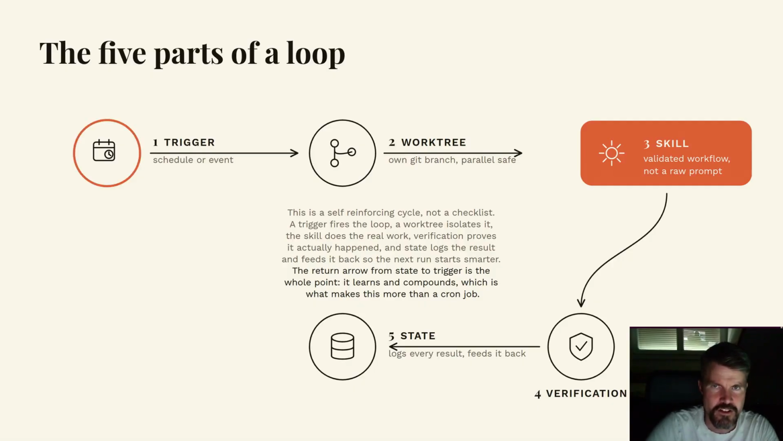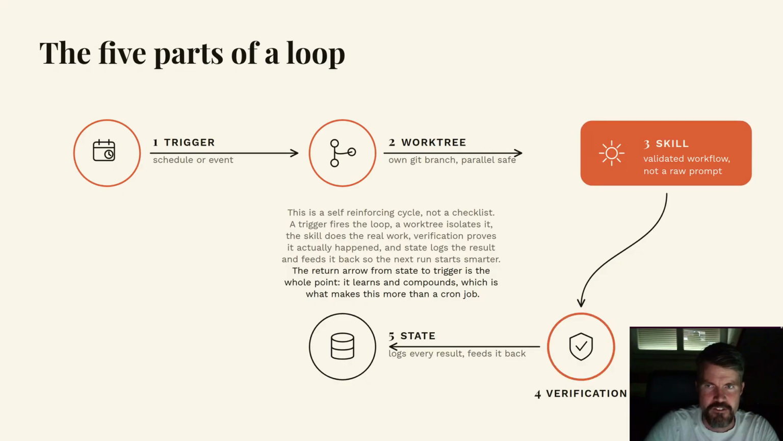So you've got the trigger, which is a schedule or event. You've got the work tree in its own Git branch, making sure that everything is safe and can work in parallel. This is also something that I use when I've got agentic swarm workflows. Then you've got the skill, which in our case would be the YouTube keyword radar. It's something that you've tested a lot. It's a workflow, skills plus Python, maybe MCP, and it's not a raw prompt. It's definitely not a raw prompt, because a raw prompt will burn your tokens.